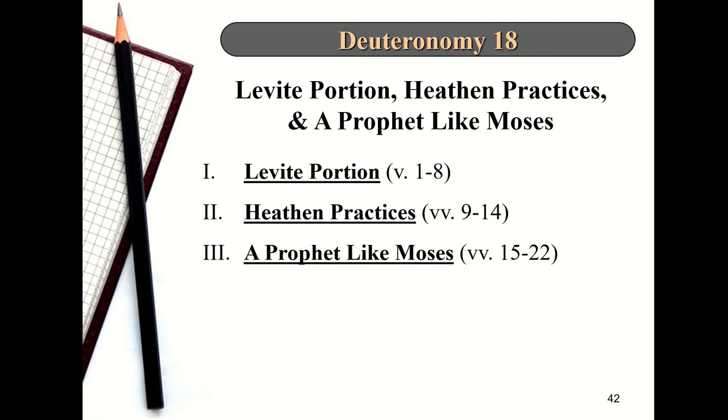Now, Deuteronomy 18 ought to stand out because we're going to see that time and again, even as we get to the New Testament, not only about the Levite portion and the heathen practices they were to avoid, but there is the promise that God would raise up a prophet like unto Moses, which is a prophecy concerning the Messiah.